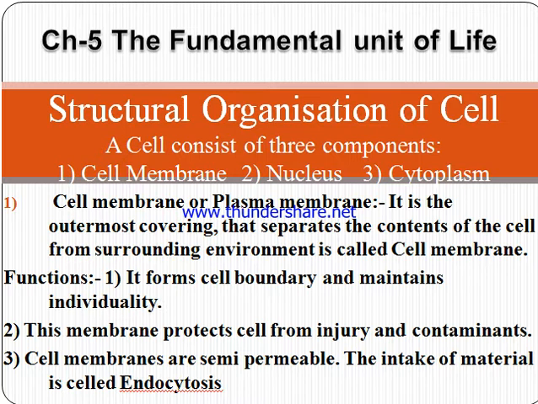A cell is made of 3 important components. The very first component is the cell membrane, the second component is the nucleus, and the third component is the cytoplasm. So step by step we are explaining all 3 components. Today we are discussing the cell membrane. So the very first topic is the cell membrane or plasma membrane.